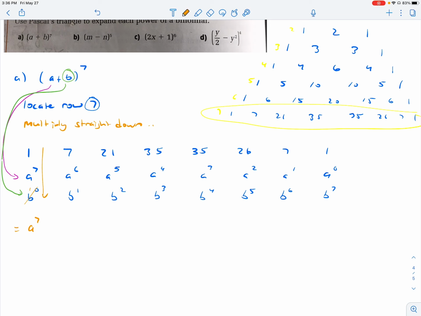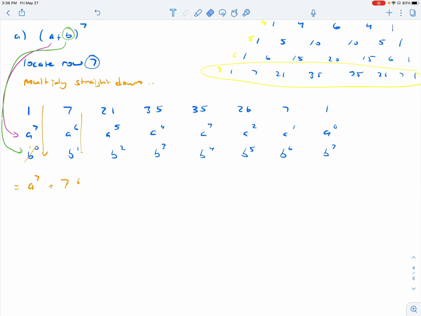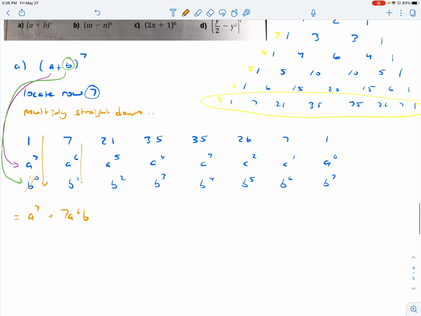Okay, then I go to the next one. So 7 times a to the 6 times b to the 1. That's going to be 7a^6 times b. I don't need to write the 1, right? B to the 1 is just b. Notice I also put a plus sign in here. I did that because these are all positive, and when I multiply through, I get a positive value.